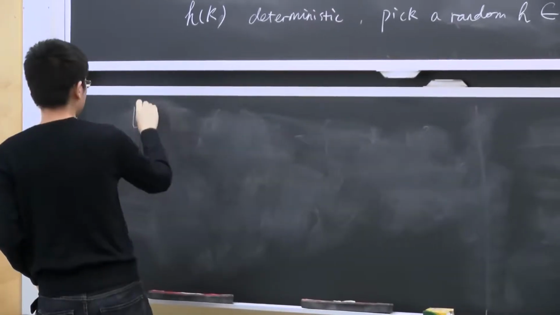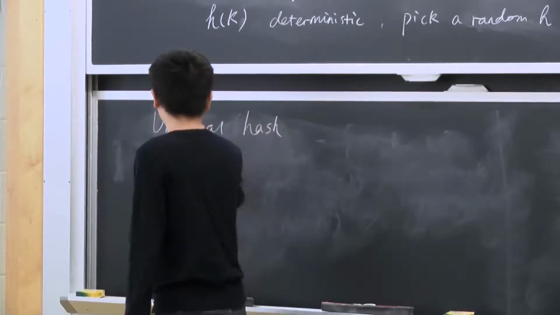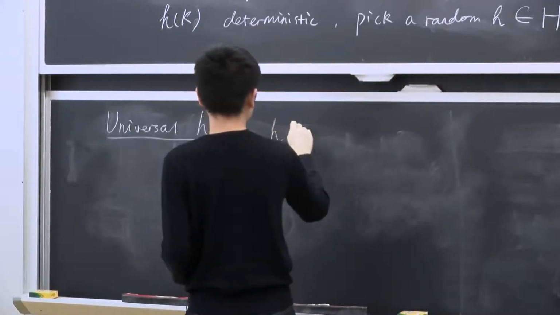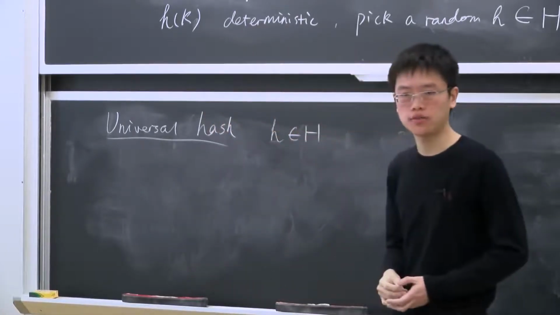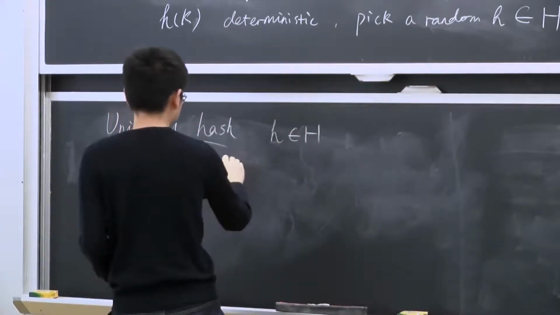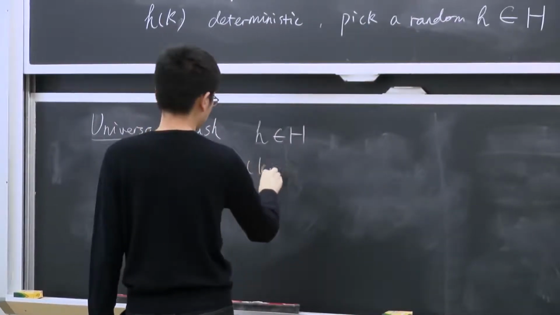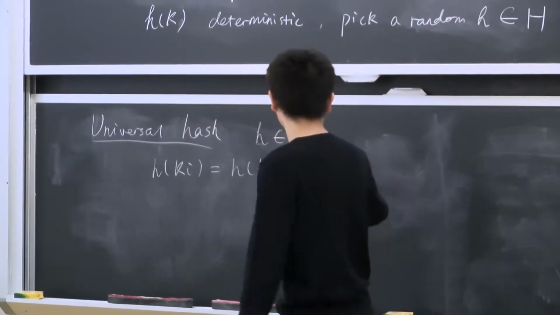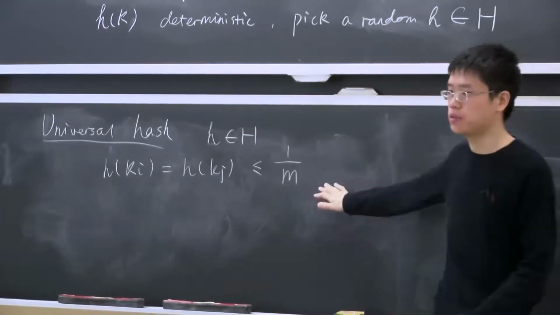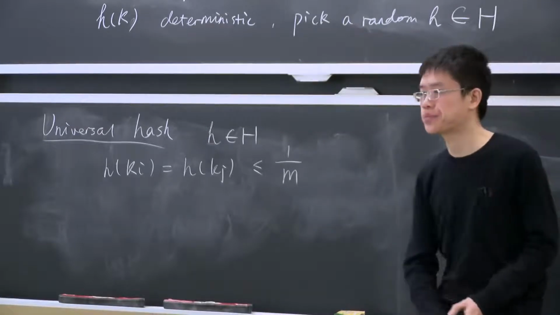Now, the definition of universal hash function is that if I pick a random h from my universal hash function family, the probability that any key I map to the same bin as any kj should be less than or equal to 1 over m, where m is my hash table size. This is really the best you can get. If a hash function is really evenly distributing things, you should get this property.